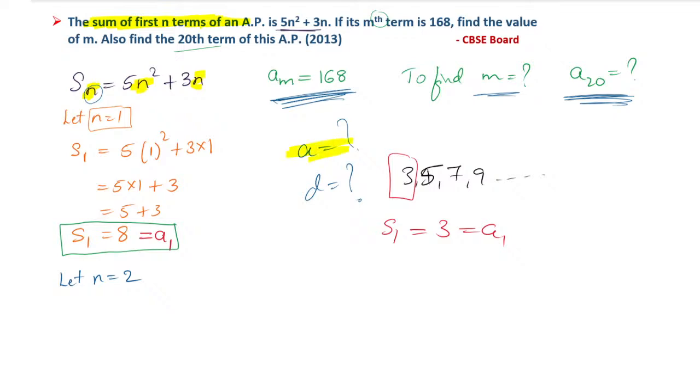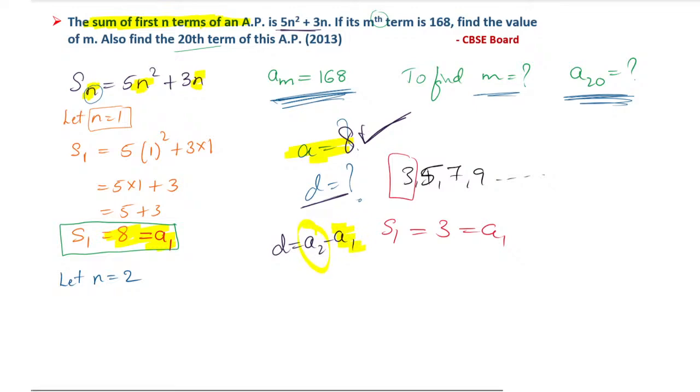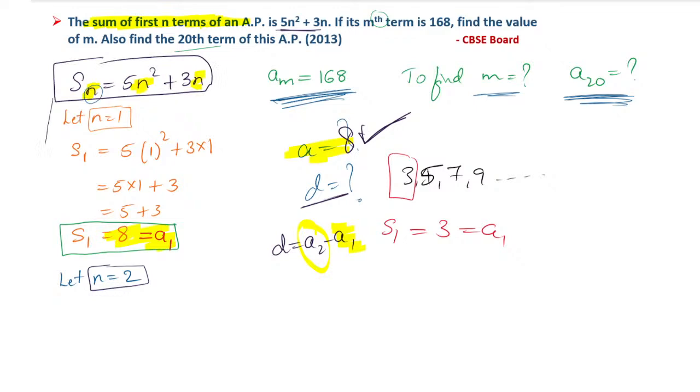So here successfully we have found the first term. First term is nothing but A value. First term of A value is nothing but 8. So A value already found. Now A value is not a problem. A value we got as 8. But now we have to find the D value. D value can be found using A2 minus A1. We know what is A1, so now we have to find A2. To find that A2, we will substitute the n value as 2 in this equation.